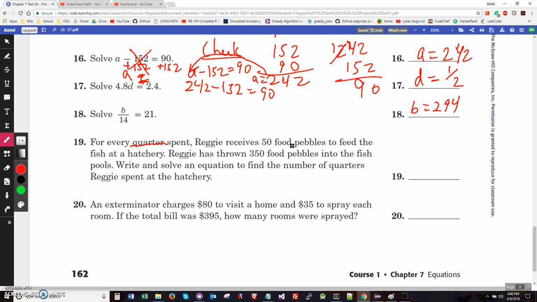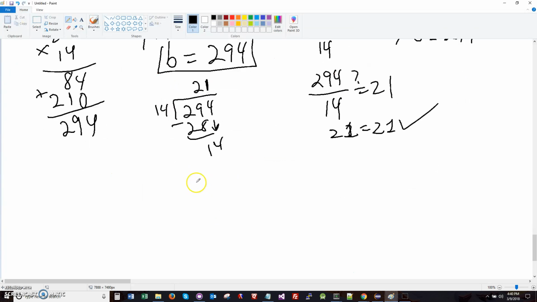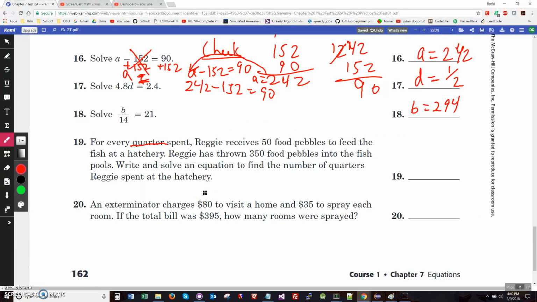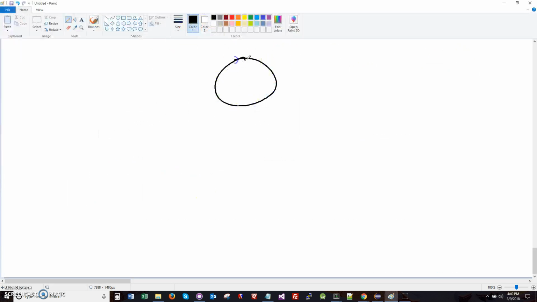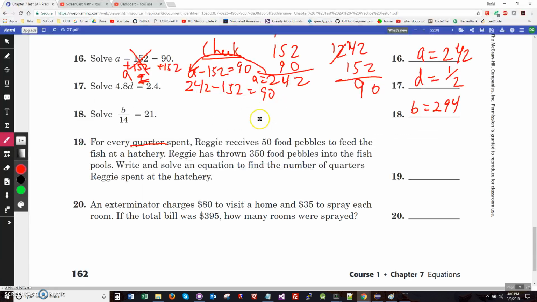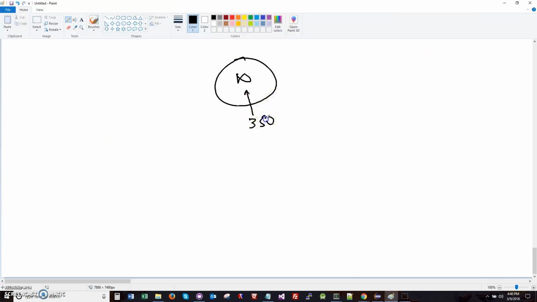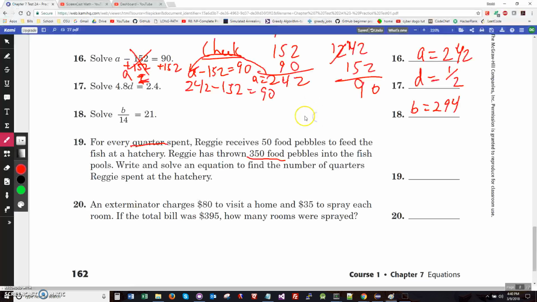Reggie has thrown 350 food pebbles into the fish pools. That seems like a total to me. Write and solve an equation. So we need to write an equation and solve it to find the number of quarters Reggie spent at the hatchery. Okay, so let's see if I can just kind of draw a picture of this. We have some sort of hatchery with fish. He's throwing pebbles in there. We know that there's a total number of 350 pebbles. That's total.